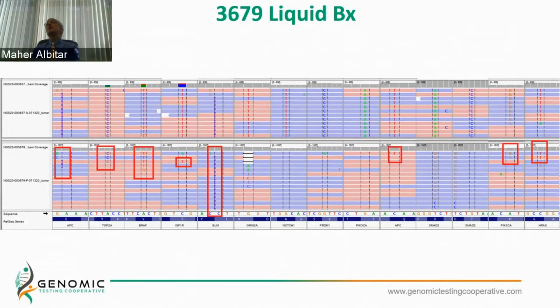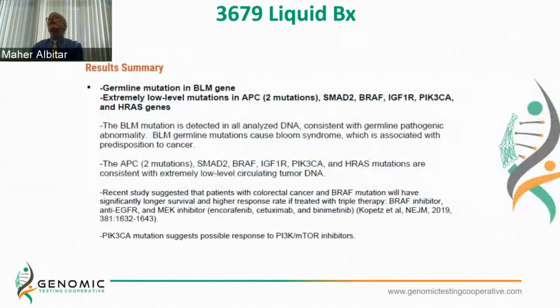So this actually shows you the mutations in the cell-free versus the tissue, and you can see that we see a lot of artifact in the cell-free as well as real mutations. Next slide. So this is in summary, and we think this patient most likely has Bloom syndrome. I would like to hear from Dr. Gutierrez about the history of this patient, but at the same time, there are multiple options from this study that I hope will help in determining therapy for this particular patient.